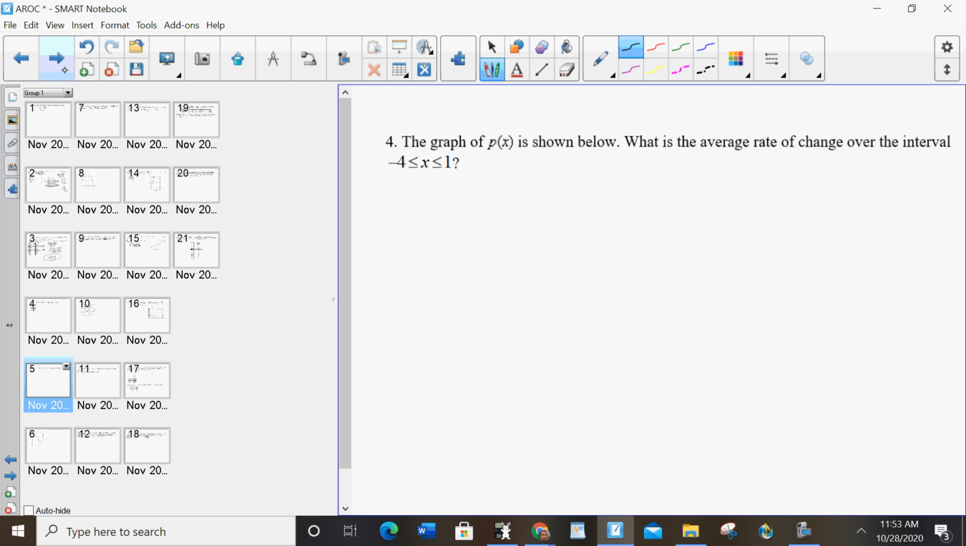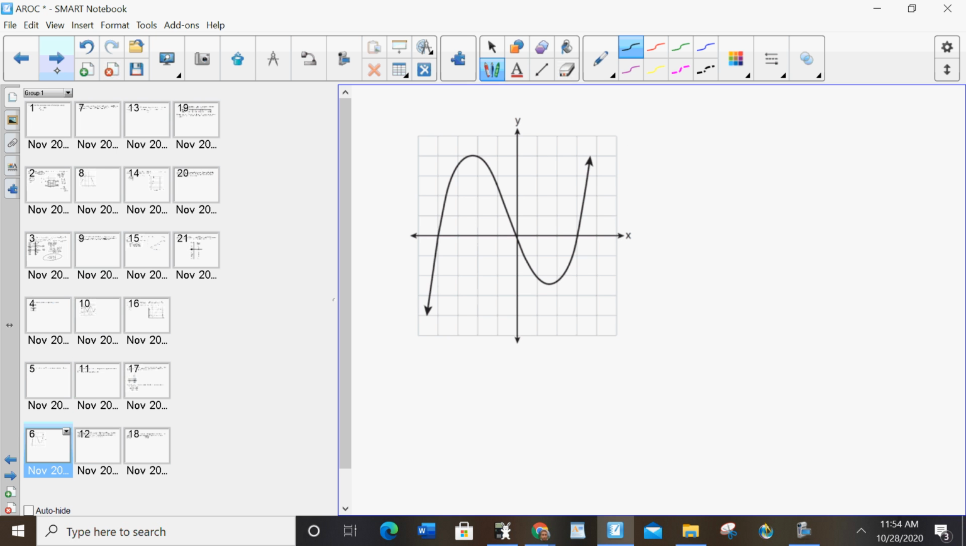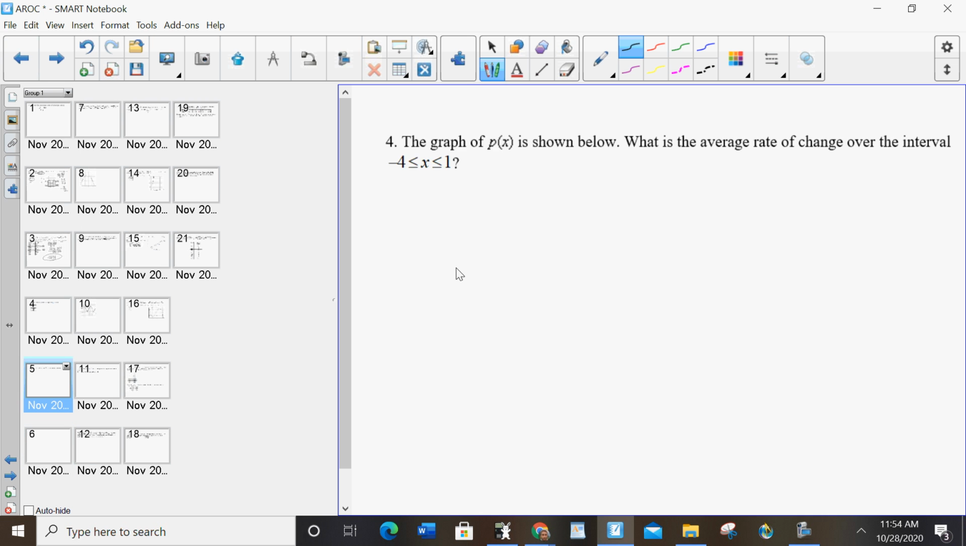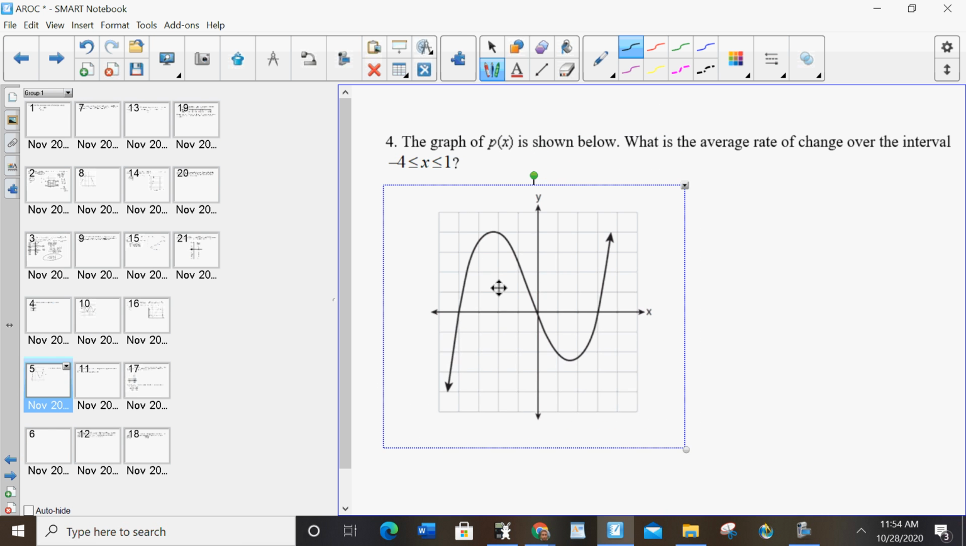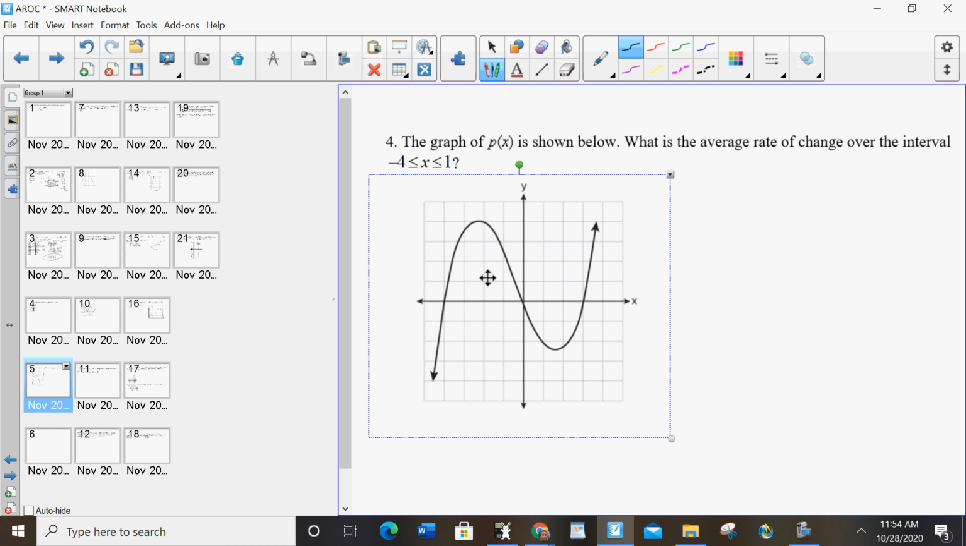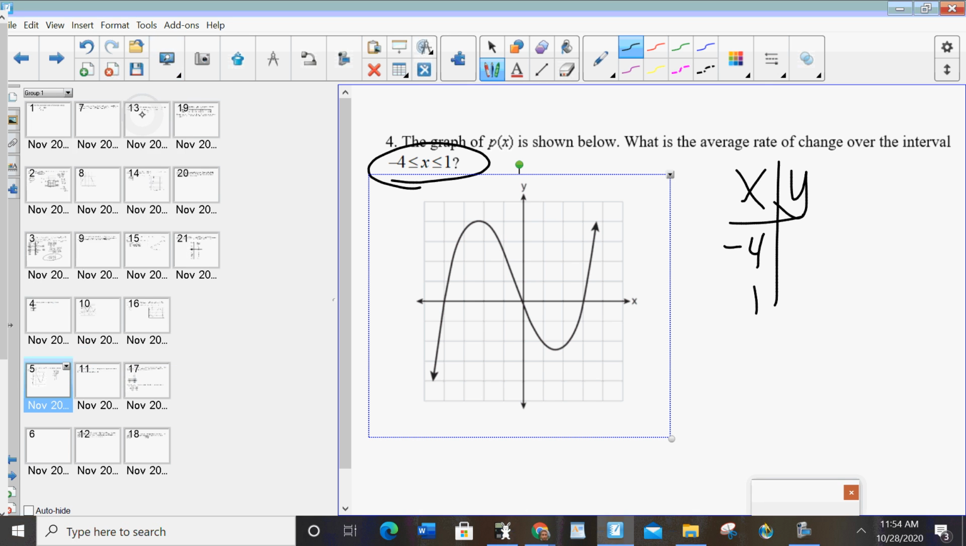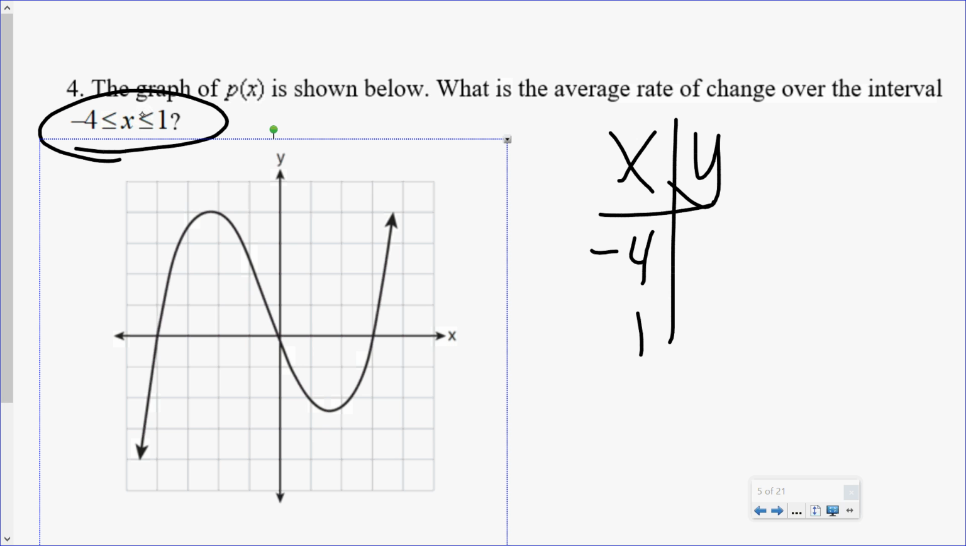Let's skip ahead to number 4. Now, the first set of problems was where I was given a table. You may be given a table, you may be given a graph, you may be given an equation. In this case, I want to see a graph. Again, it has to tell you your A and B values. In this case, it's -4 and 1. And to get your Y values, just pull them off the graph.